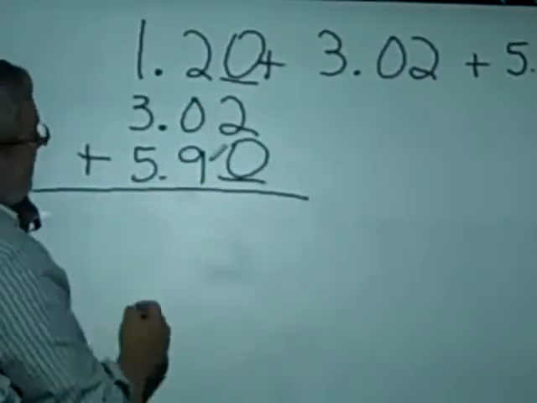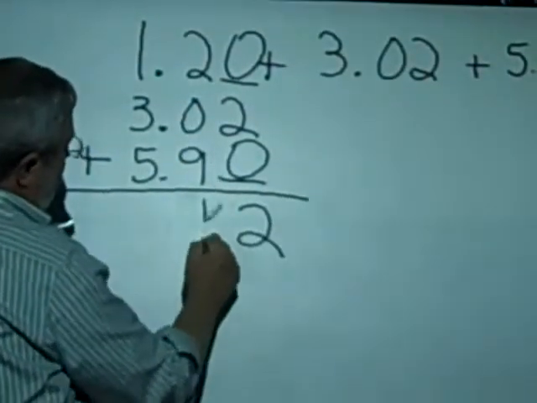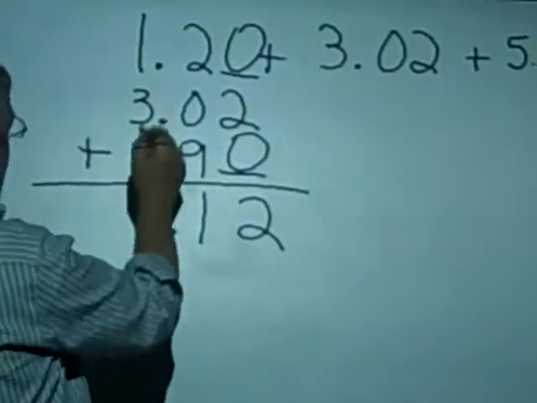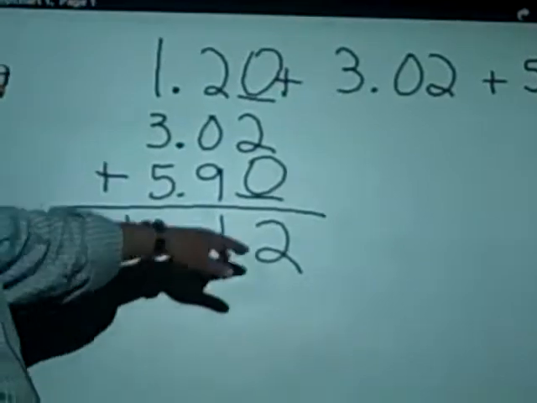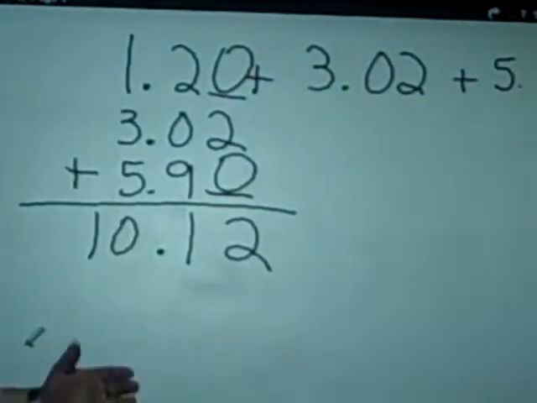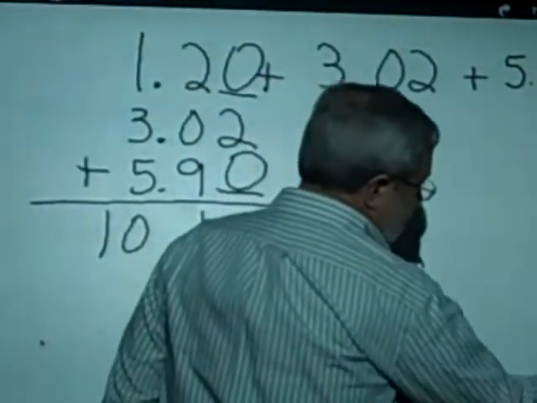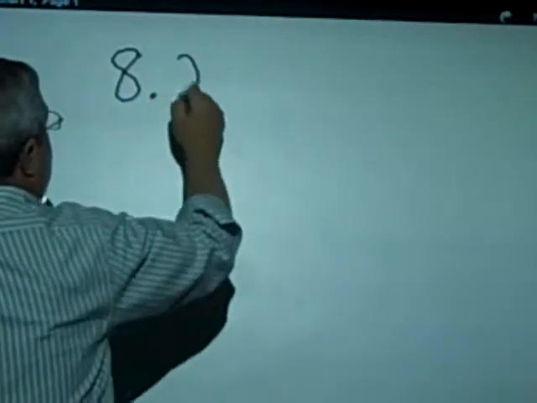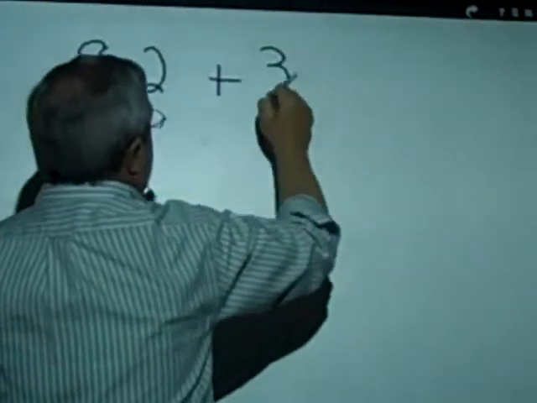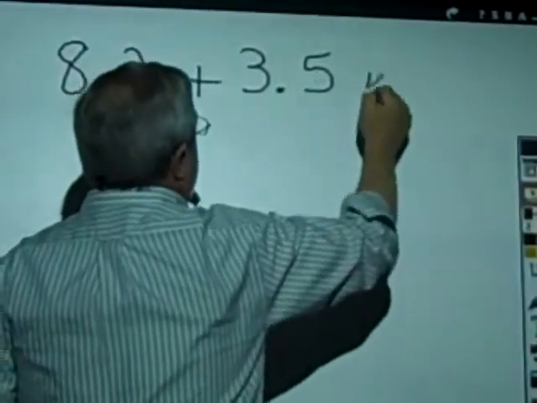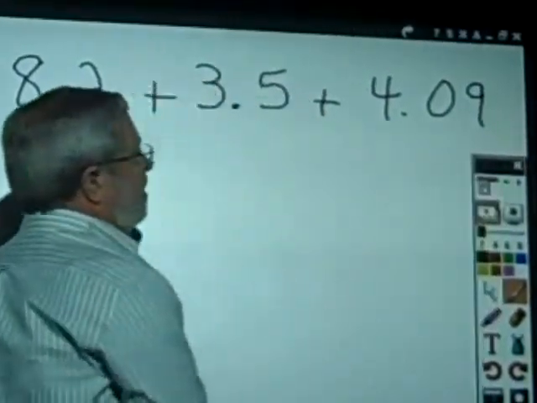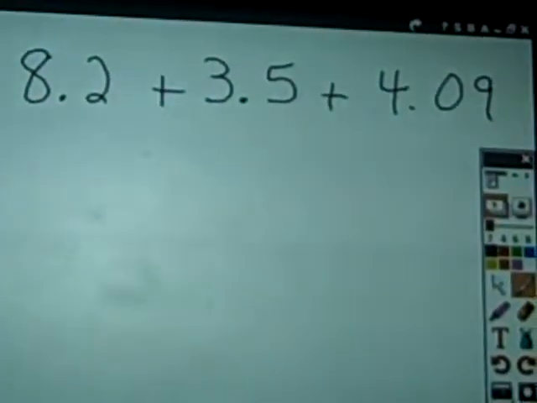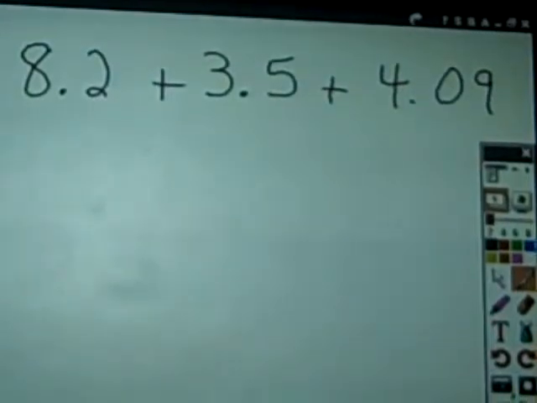So we filled in this with zeros. I come down here, and I'll have 10.12. This is my answer for this problem here. Alright, now I'm going to let you try one. You write this one down on your paper, work it out, pause your video, and then come back and look at it in just a minute.